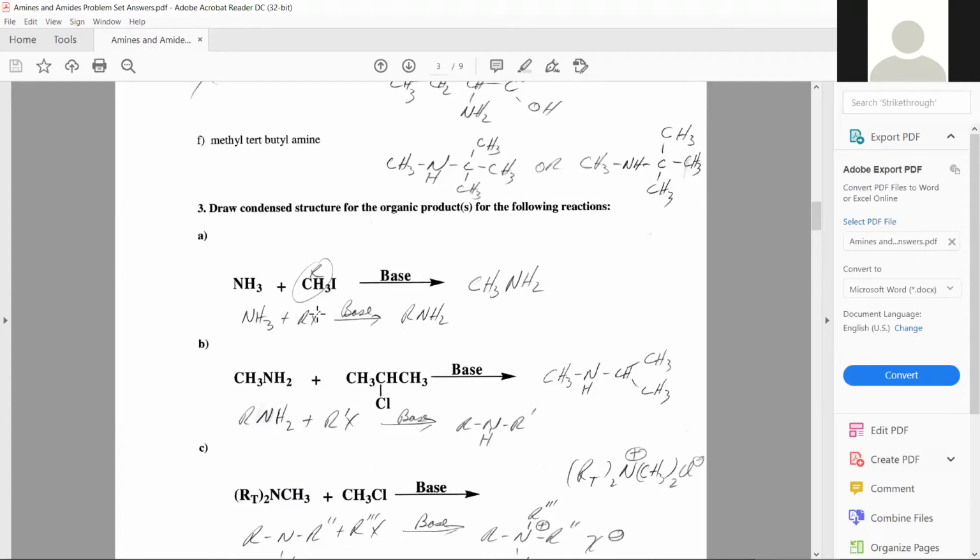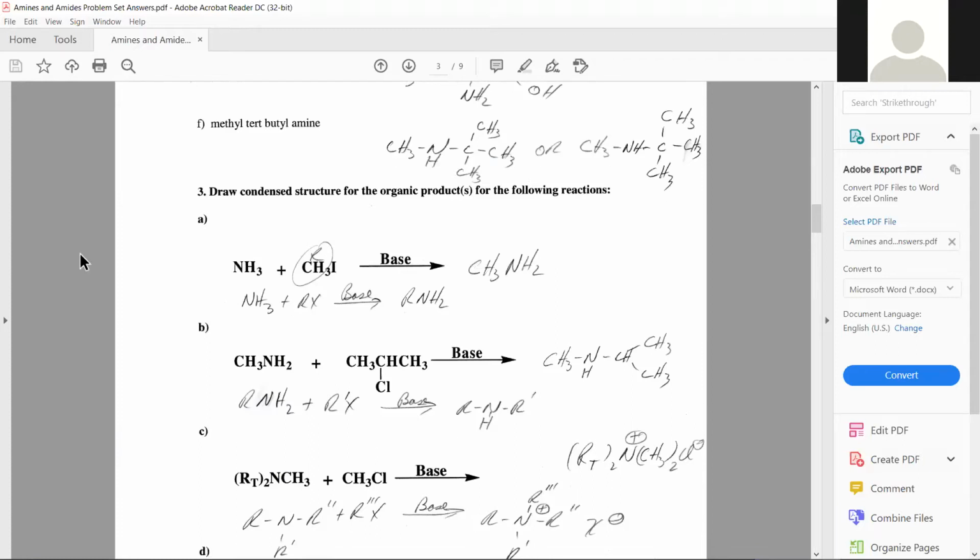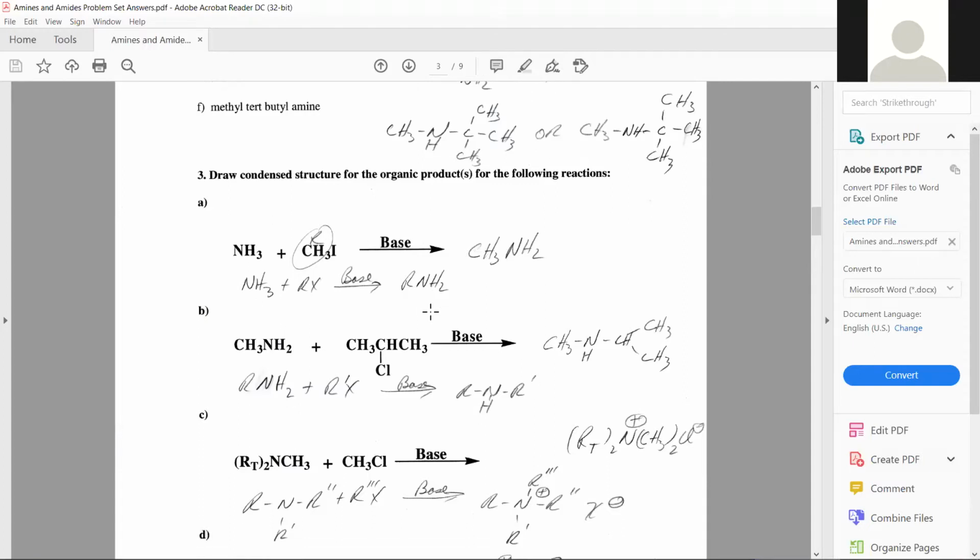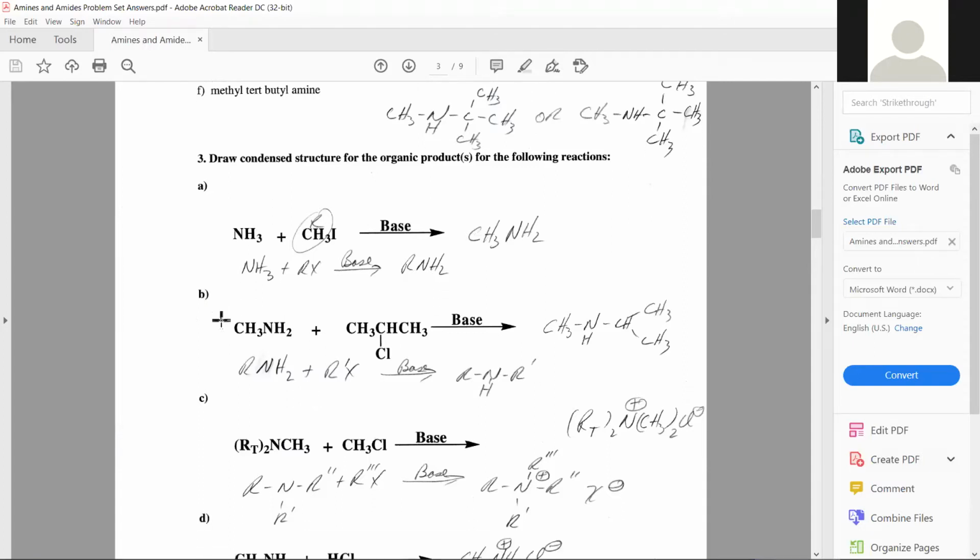So if we look at 1, it's not a factor here, but you have what? Ammonia plus an alkyl halide gives you a primary amine. What's our methyl? Now, let's look at B. This is important. I have methylamine with this. What's different? Carbon, halogen, primary amine, alkyl halide base. You get a secondary amine. The carbon with the halogen is the carbon bonded to nitrogen. So it's the center of 3.